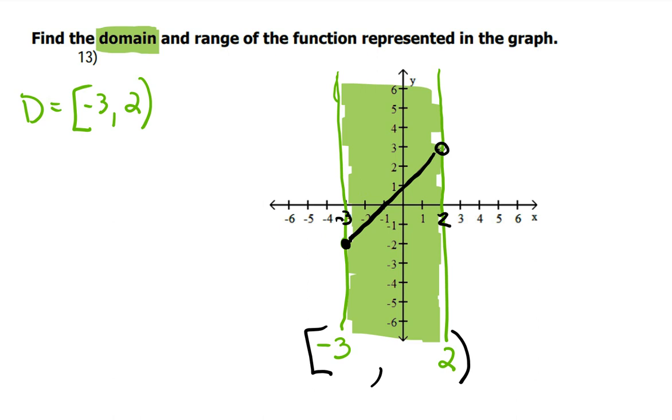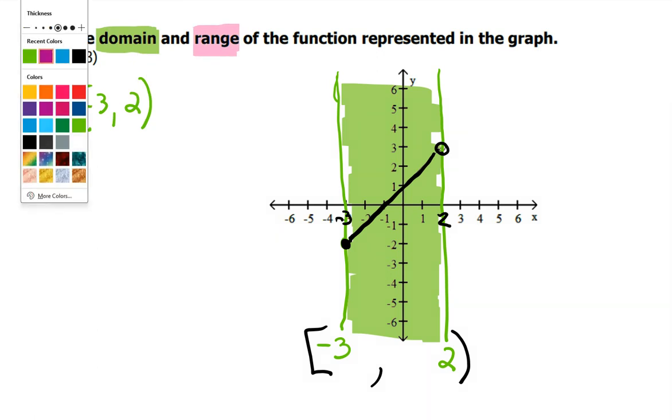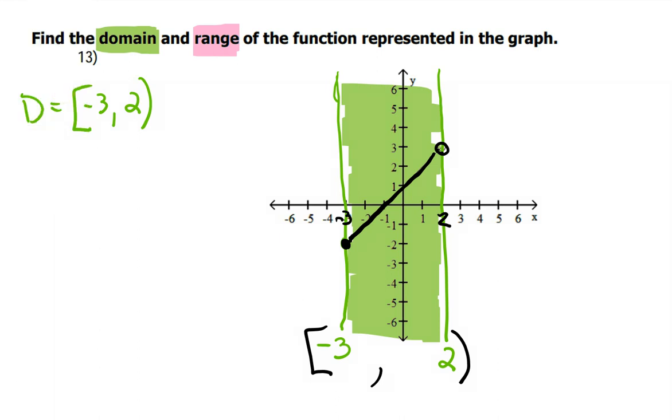Now, for the range, now we're going to look at the range. Your range is your x-coordinates. Sorry. The range is your y-coordinates. So you have to look at this thing vertically. How low does it go and how high does it go?